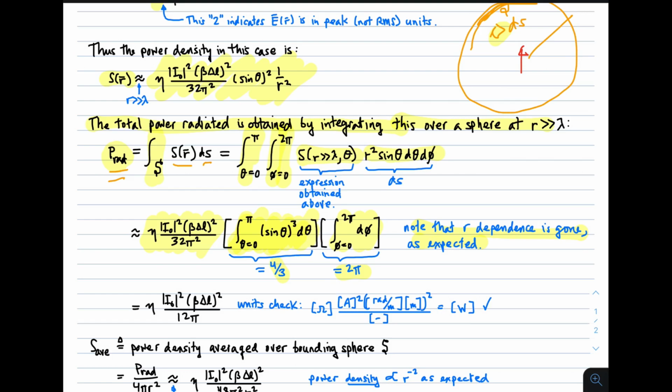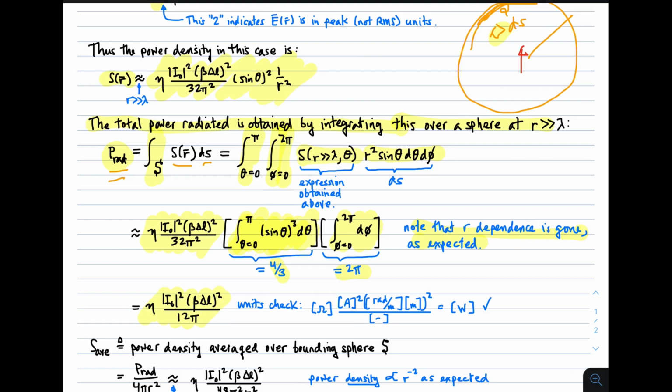The same amount of power passes through any sphere, independent of how large that sphere is, right? All the power that passes through a smaller sphere also passes through the larger sphere. So we should expect that the R dependence is gone. So we put all this together and we get this expression.